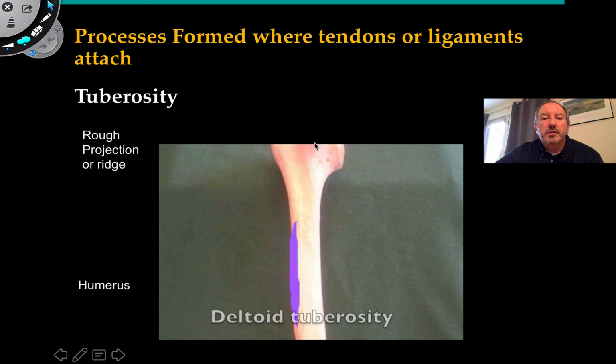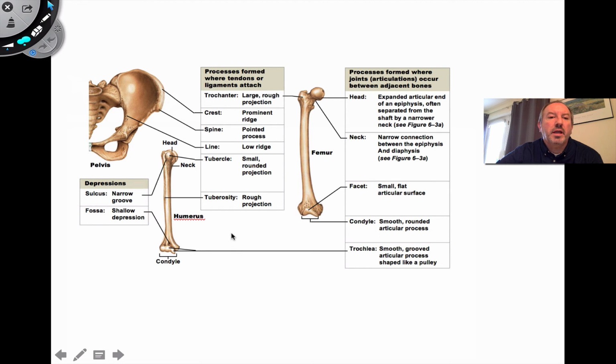The deltoid here, this is the humerus bone right here, and the deltoid is a muscle. The deltoid tuberosity is where the deltoid is going to be connecting to the humerus, and it's a ridge that extends down the humerus right there. You can also see it over here in the humerus, the deltoid tuberosity. Tubercles are these projections I pointed out before. Here's an example of a line, and here's a spine of the hip and the crest, the iliac crest.